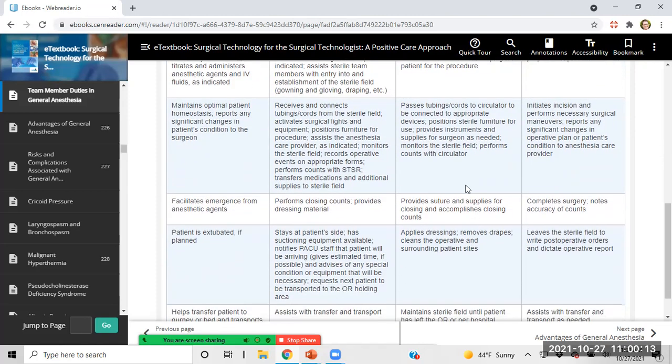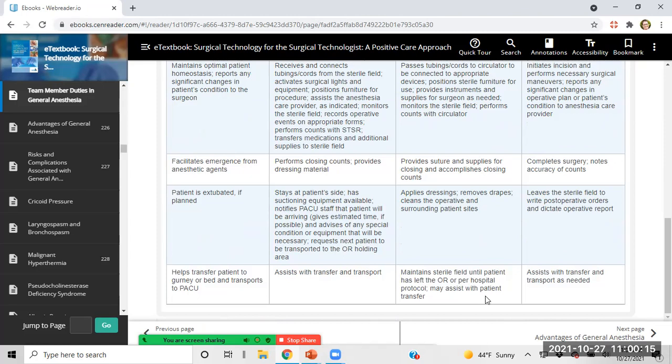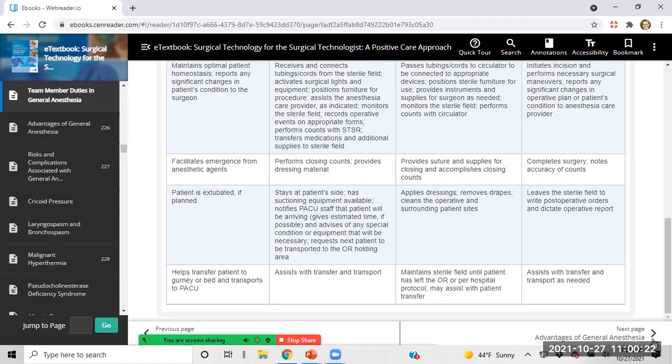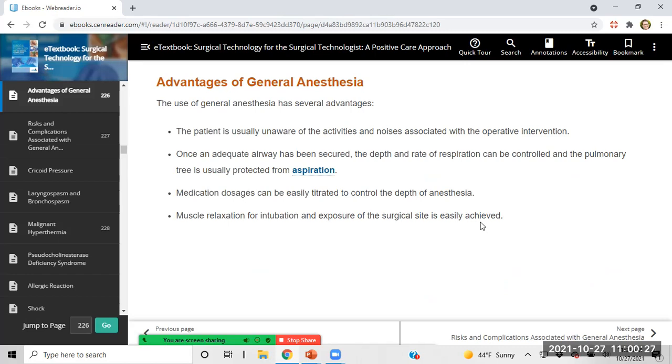A lot of this is just things that you already know that you're going to be doing. I definitely want you to read through all of your responsibilities. Now, here are some of the advantages, of course, to general anesthesia.